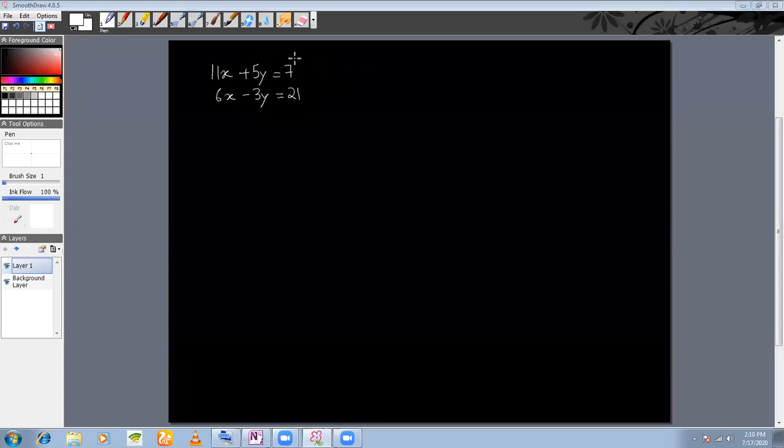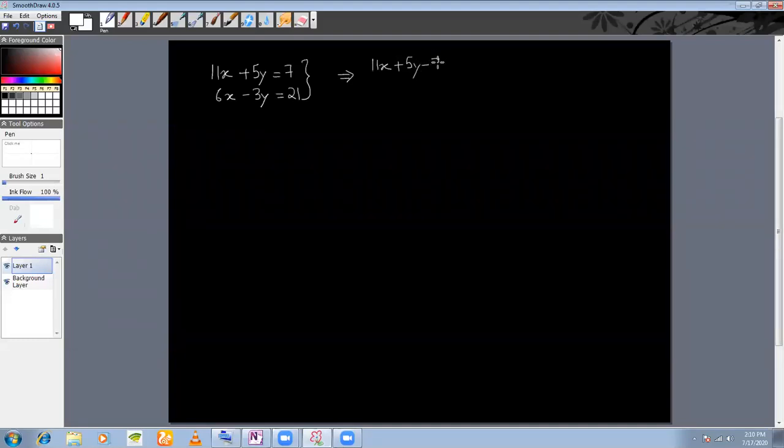So what you do is you write these two equations as 11x plus 5y minus 7, so I made the right hand side 0, and 6x minus 3y minus 21 is equal to 0. For both the equations, I've made the right hand side 0. Now we call this equation number 1 and we call this equation number 2.